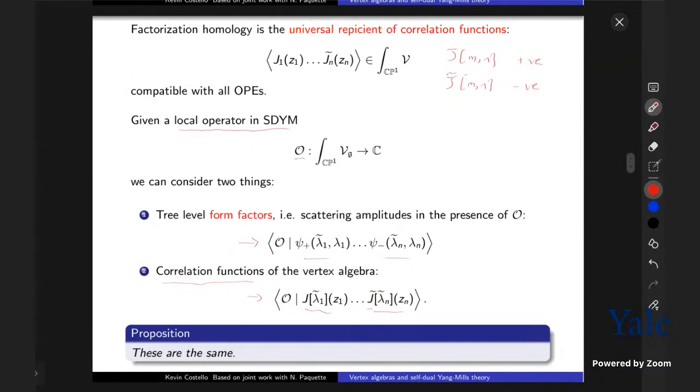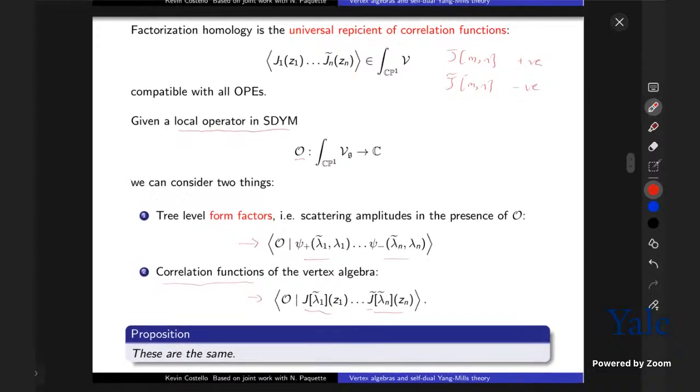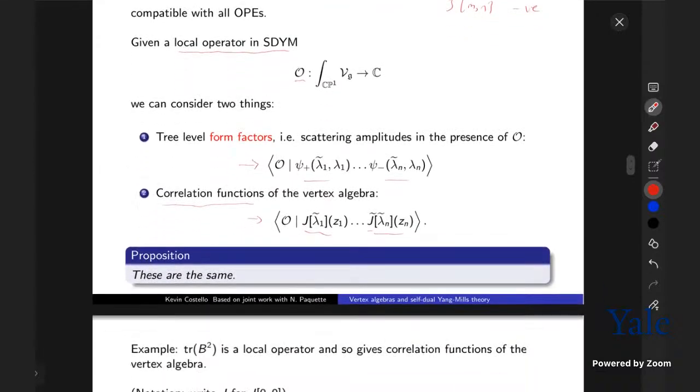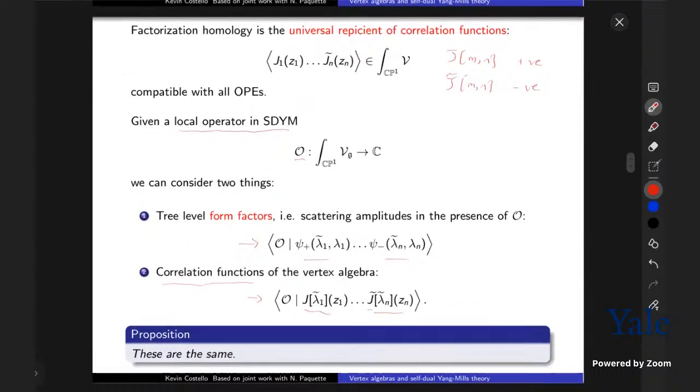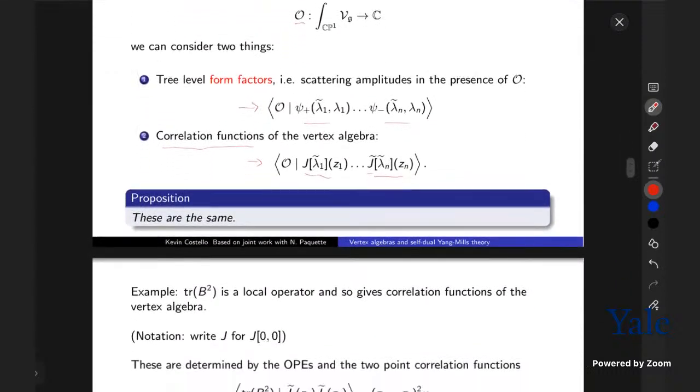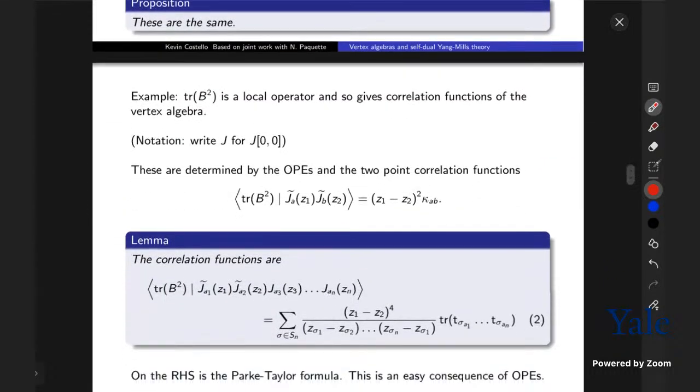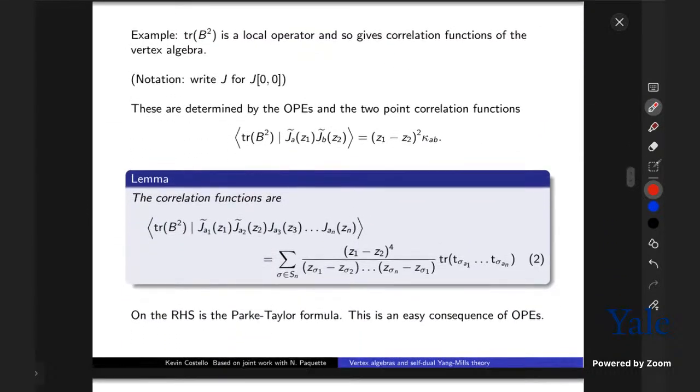Okay, so I would agree that the tree level statements are kind of old hat, but I think it's still a fun way to compute tree level amplitudes and form factors. So let me demonstrate how this works. The operator trace b squared gives correlation functions of the vertex algebra. I'm going to just write J for J_00 in these expressions to save space.